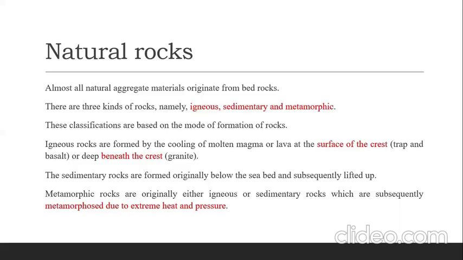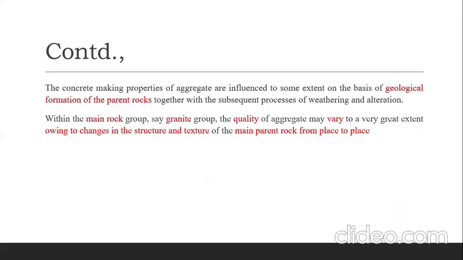And lastly, we call it metamorphic rocks. These are generally formed from the igneous or sedimentary types of rocks. Due to extreme heat and pressure, these types of rocks are formed. And these rocks are distributed throughout the Earth's crust based on the geological formation of the parent rocks.